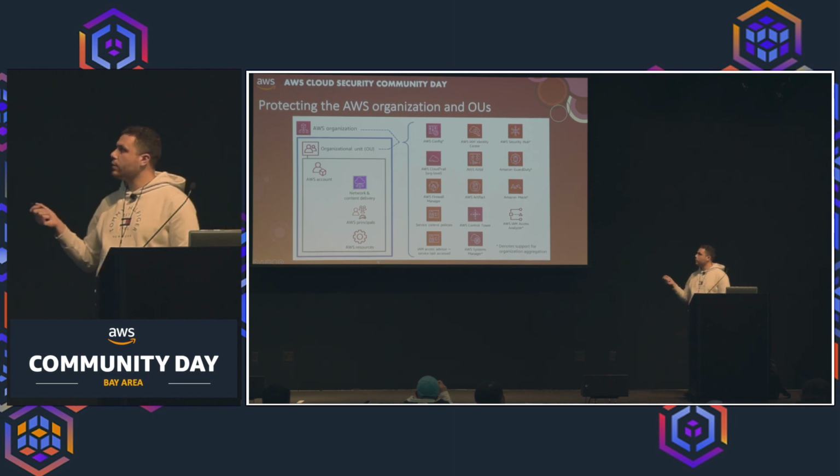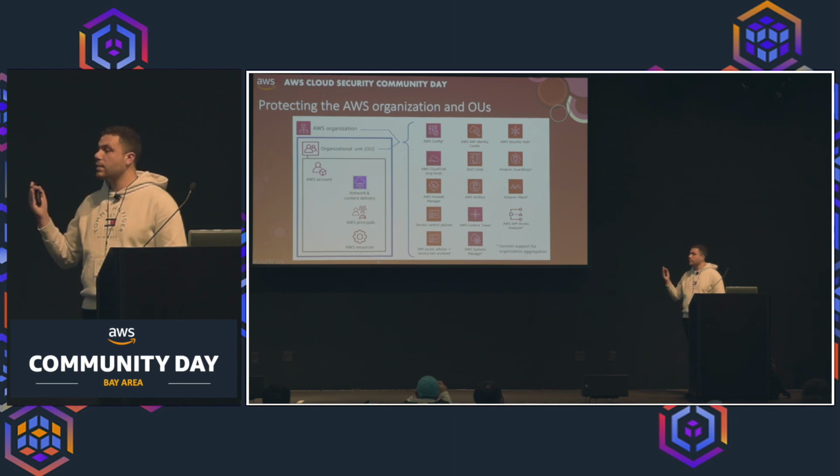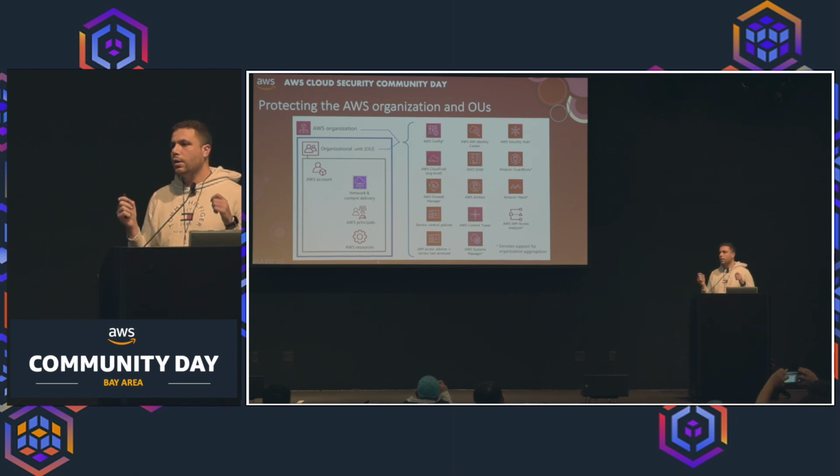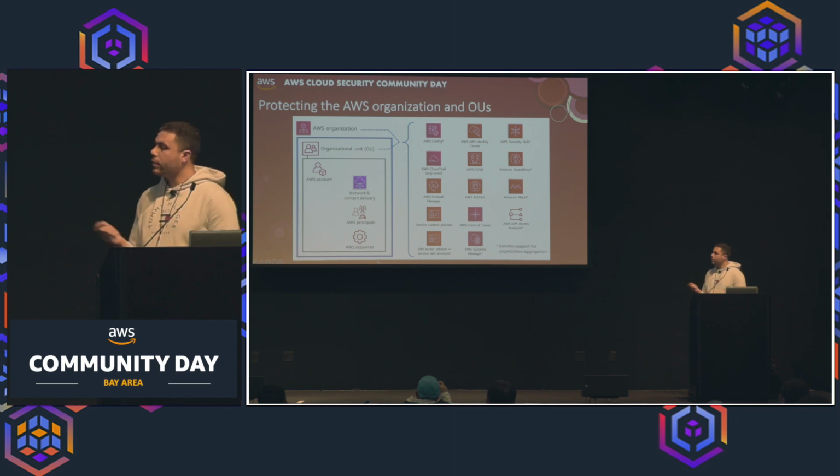There are plenty of other services which can help you to establish your organization protection at this level as well, such as AWS CloudTrail, which can help you to create an organization-wide CloudTrail log, getting pretty much all of the API events from the different accounts you have across your whole organization. So this is the first layer.